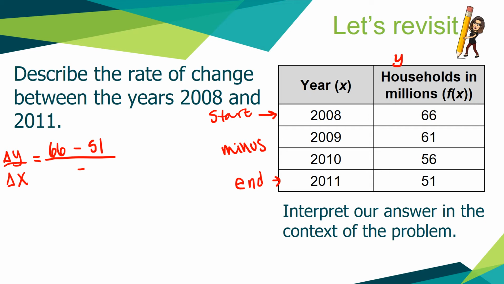So our starting point is 2008 minus the year 2011. So 66 minus 51 is 15, and 2008 minus 2011 would be a -3. And now we have to simplify this fraction. 15 divided by -3 is -5. So my answer is a -5, but we need to interpret that average rate of change for my interval between the starting and ending point. We need to interpret our answer in the context of the problem.